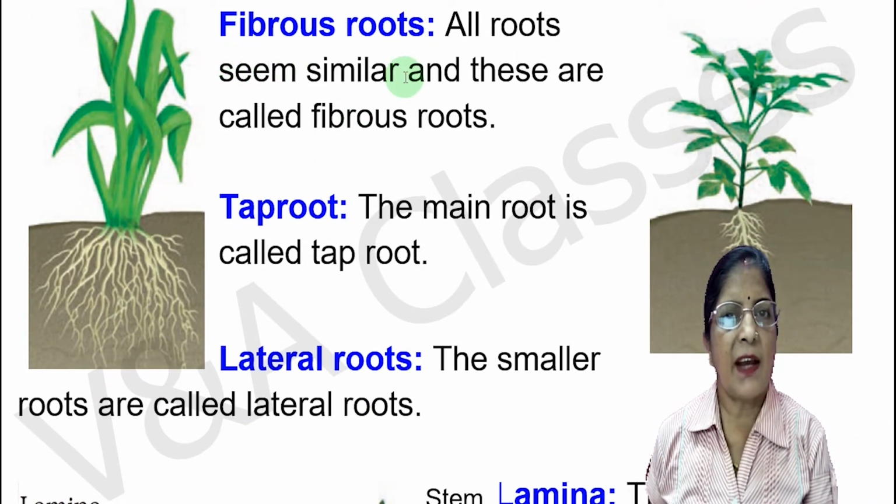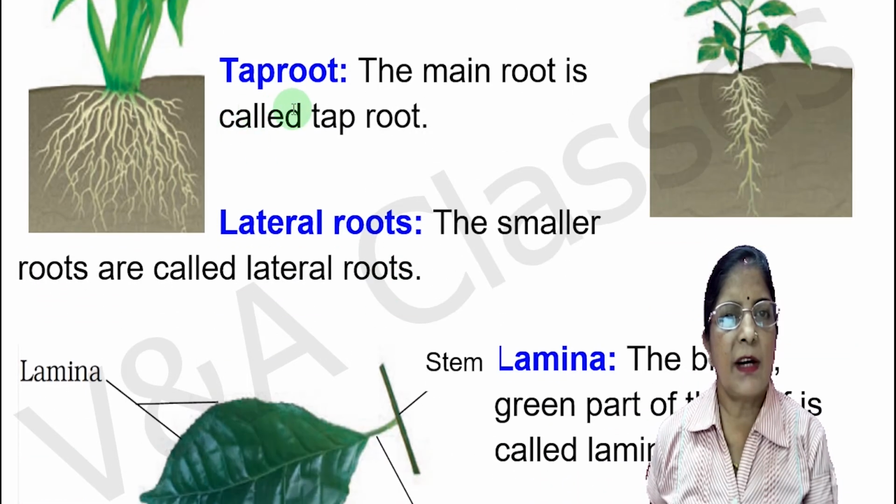Next keyword is fibrous roots. All roots seem similar and these are called fibrous roots. Next keyword is taproot. The main root is called taproot. Next keyword is lateral roots. The smaller roots are called lateral roots.